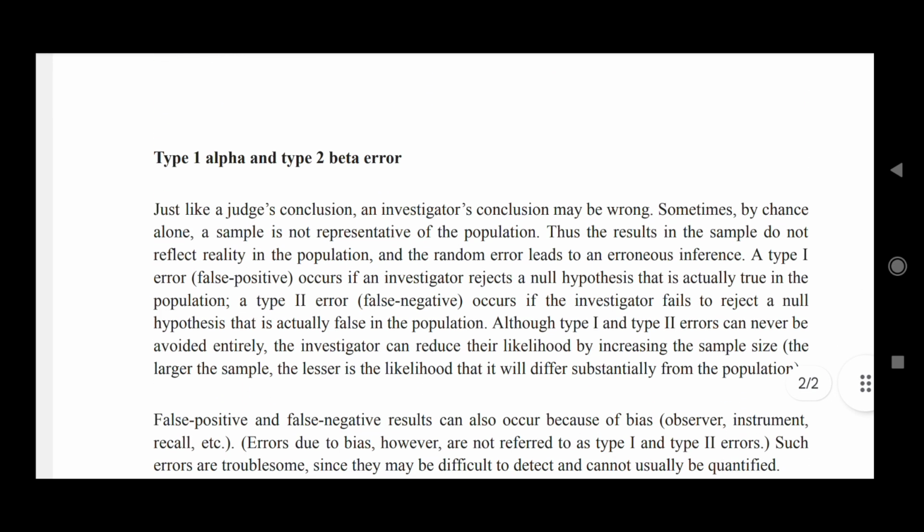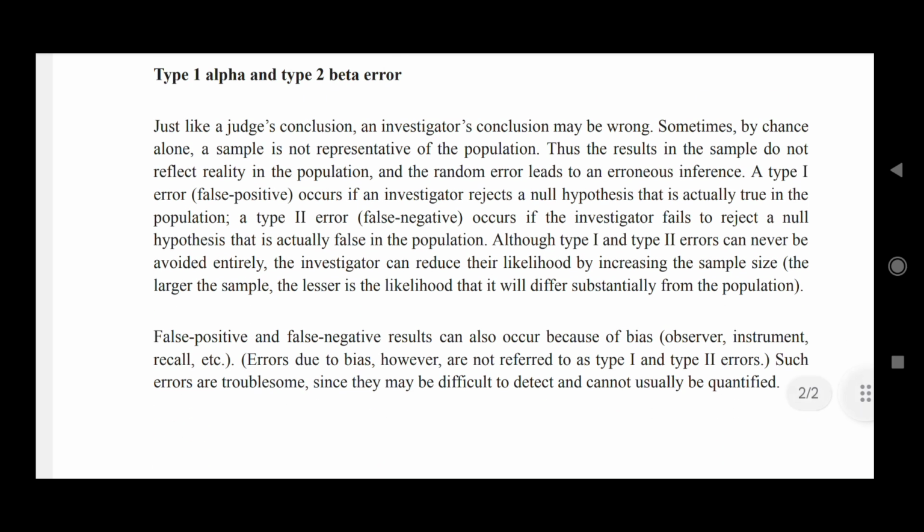Now the type 1 and type 2 error. Type 1 error is also called alpha error and type 2 error is also called beta error. Just like a judge's conclusion, an investigator's conclusion may be wrong. Sometimes by chance alone, a sample is not representative of the population. Thus, the results in the sample do not reflect reality in the population, and the random error leads to erroneous inference.